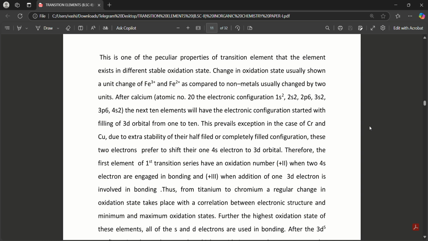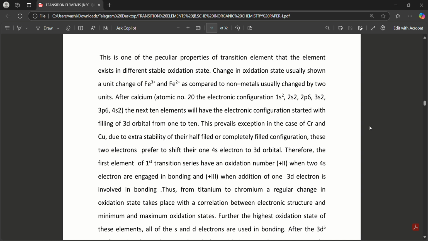After calcium, atomic number 20, the electronic configuration is 1s2 2s2 2p6 3s2 3p6 4s2. The next 10 elements will have the electronic configuration started with the filling of 3d orbital from 1 to 10. There is an exception in the case of Cr and Cu due to extra stability of their half-filled or completely filled configuration. These two elements prefer to shift one 4s electron to the 3d orbital.